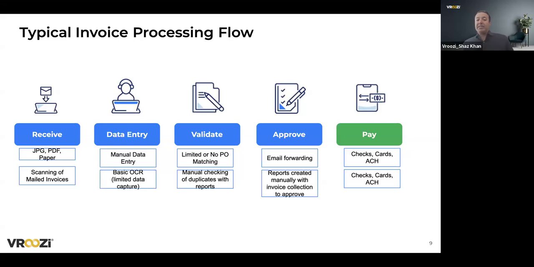Finally, the approval mechanism, you're doing a lot of forwarding. You're creating reports manually with invoice collection sets so that you can send it to individuals to approve, and then moving on to a payment cycle. Now, again, this is not indicative of every single department, but the overwhelming majority of accounts payable departments are still seeing this type of activity across their global centers, whether you're in a centralized AP department or a decentralized AP department.